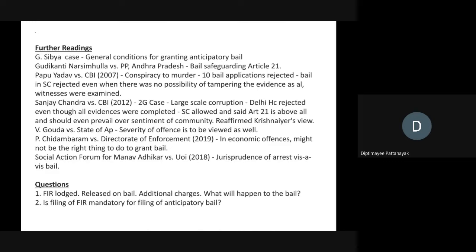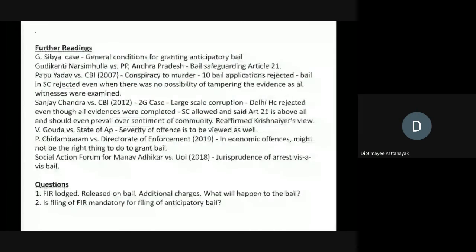Generally the courts are of the view that when the possibility of tampering with evidence is over, when all the witnesses and evidence of the prosecution have been examined at length, bail is granted in such cases. But this was an exception, where the Honorable Supreme Court rejected bail.